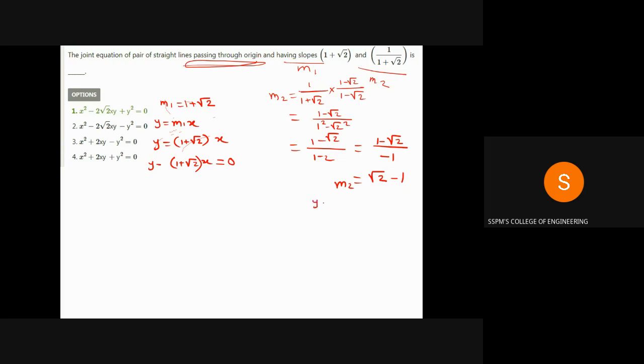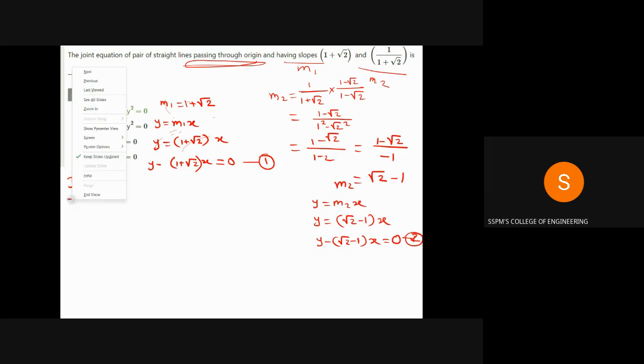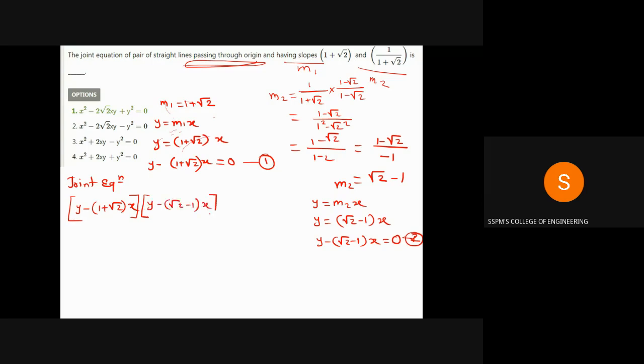So y is equal to m2x. The other equation of line is y is equal to m2x, that is y is equal to (root 2 minus 1)x, that is y minus (root 2 minus 1)x is equal to 0. So this is the equation of our first line and this is the equation of our second line. Okay, so now the joint equation is given by their product, that is, (y minus (1 plus root 2)x), this is the first equation, into the second equation (y minus (root 2 minus 1)x) is equal to 0.